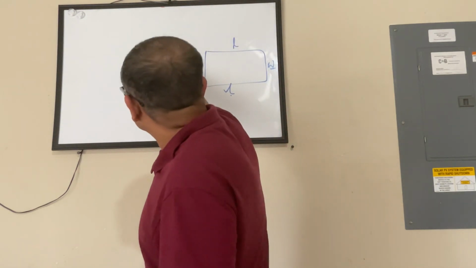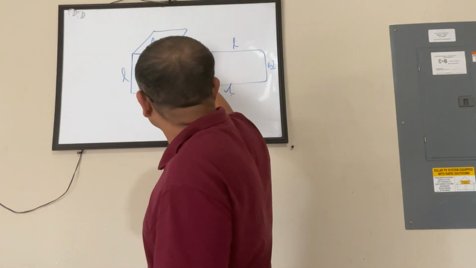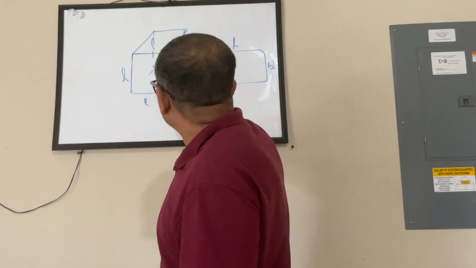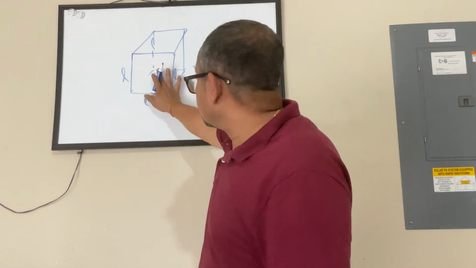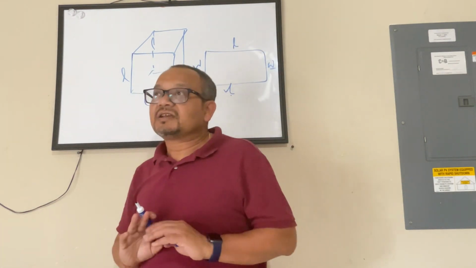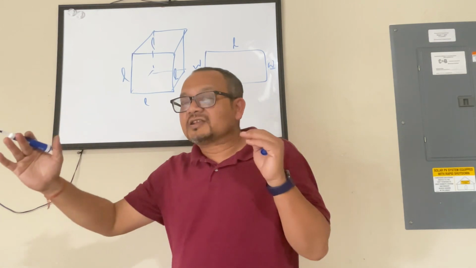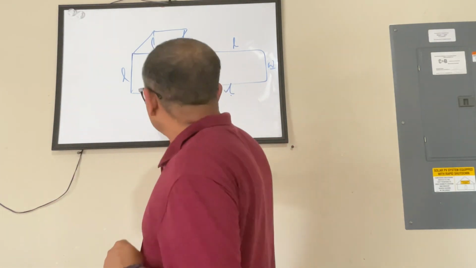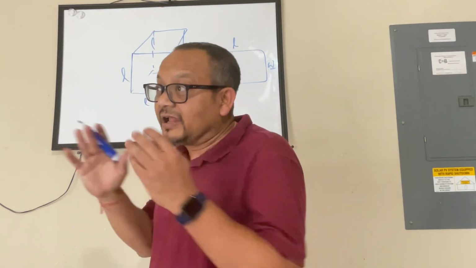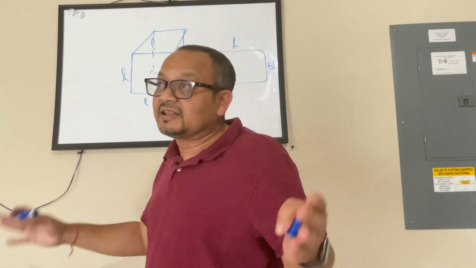Now let's extend this. What did I make? This is a cube. So a cube is an extension of a square where all the sides are of the same length. So there is no length, width and height. Everything is length, length and length.